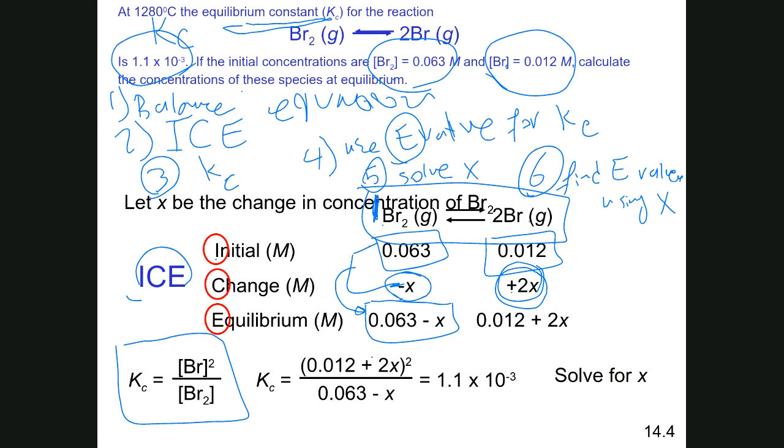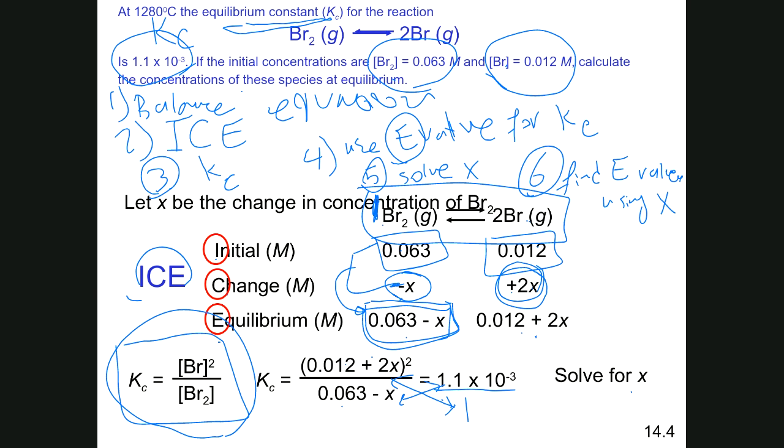So, step one, balanced equation. Step two, you set up ICE: initial concentration, change, and then you have concentration at equilibrium. Step three, write the expression for Kc. Step four, use the E values at the equilibrium for Kc. Step five, solve for x. How do you solve for x? Give denominator one here, and then use this cross multiplying.